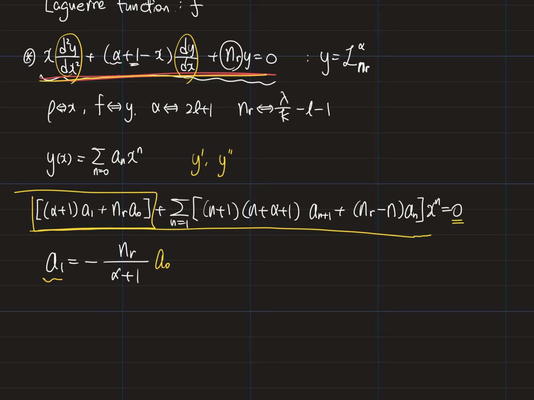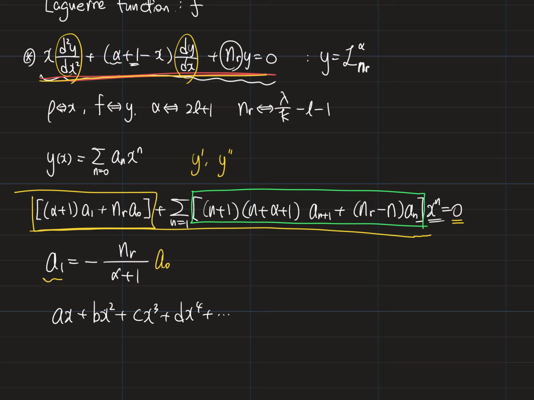And what about the coefficients for xn? So all the coefficients corresponding to the polynomial xn should be 0, right? So this is the only possibility to make this equation valid, right? So let's just say ax plus bx squared plus cx cubed plus dx to the fourth equal to 0.